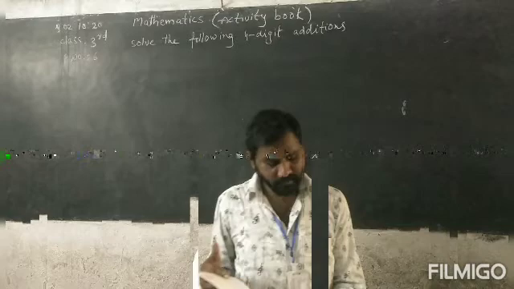See here, 7,312 plus 1,255. First we add the digits in ones place, 2 plus 5.